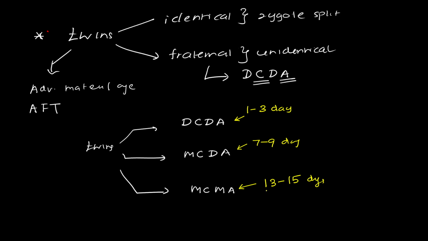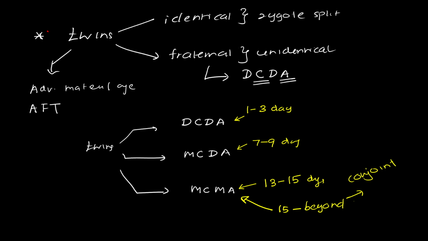Now, something that you should remember: if this happens in the latter stage, somewhere in between 15 days or beyond in the early stage of gestation, there is a possibility that might lead to conjoint twins. What are conjoint twins? The twins that you see where they are connected to each other. Now there are different types of conjoint twins that you come across.